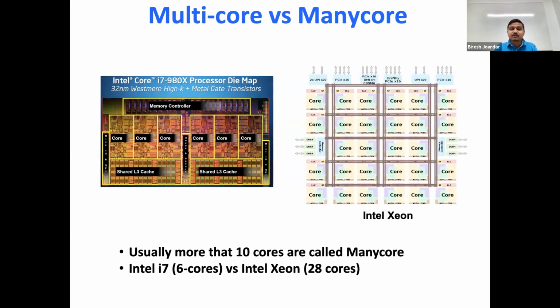And just a distinction, we also use the term multi-core and many-core. Typically, we use the term multi-core for architectures which have less than 10 cores, and any architecture which has more than 10 cores is called a many-core. For instance, the Intel i7 architecture has 6 cores, so we will call this a multi-core. But the Intel Xeon architecture has 28 cores, so we will call this a many-core. So this is just a naming convention, but in both cases, you can see that we are not using a single core anymore. There is a move towards using many cores, not one core.